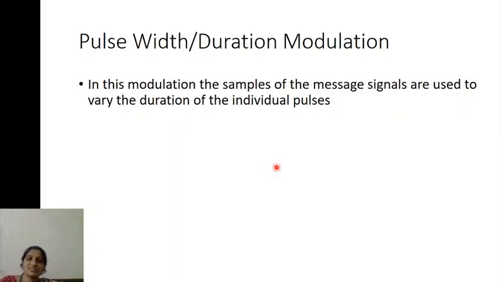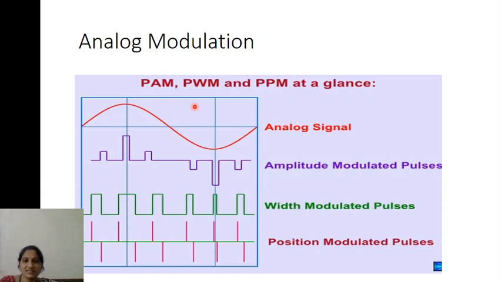Next one is pulse width modulation. Pulse width modulation is also called pulse duration modulation. In this modulation, the samples of the message signal are used to vary the duration of the individual pulses. So the message signal is used to vary the duration. That is, the duration indicates the pulse width of the individual pulses. This can be explained by this waveform here. As the amplitude is more here, the pulse duration is more here. You can observe here, the pulse duration is more.